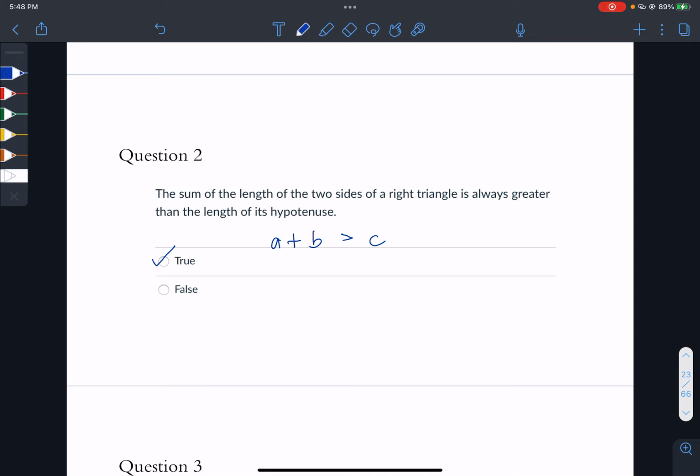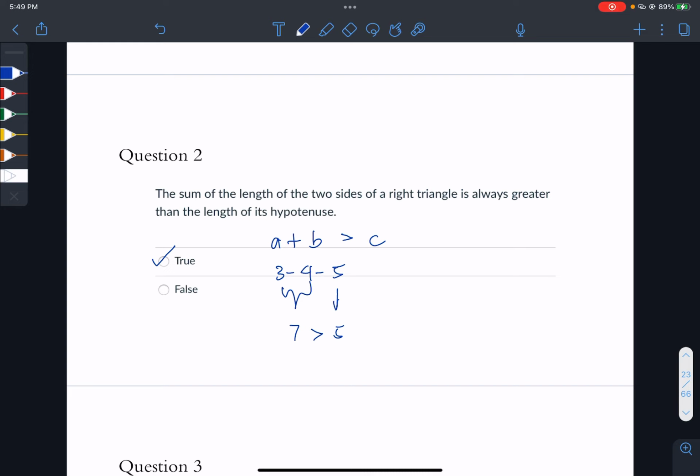So when you add the adjacent as well as the opposite sides, it's always greater than the hypotenuse. Remember, in a right triangle, we have the 3, 4, 5 triangle. So 3 and 4 are the sides, the adjacent and the opposite, which sum to 7, and then the hypotenuse is 5. So 7 is greater than 5.